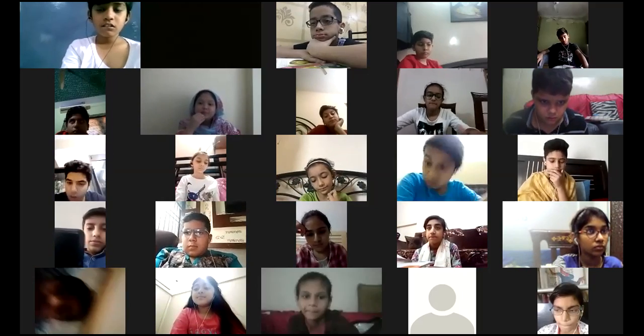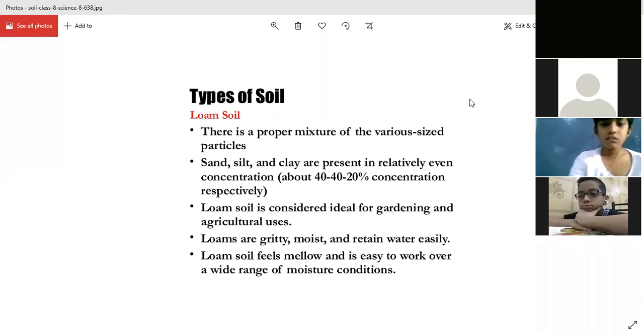Now, when we talk about another type of soil, all right, this is the loam soil. This is the most important type of soil. There is a proper mixture of the various sized particles. ठीक है, यानी कि इसके अंदर mixtures होते हैं अलग अलग particles. It is basically the mixture of different soils. Then sand, silt and clay are present in relatively even concentration, about 40 to 20 concentration respectively. यानी कि ये जो soil है ना, इसके अंदर बाकी तीनों soil का भी combination होता है.